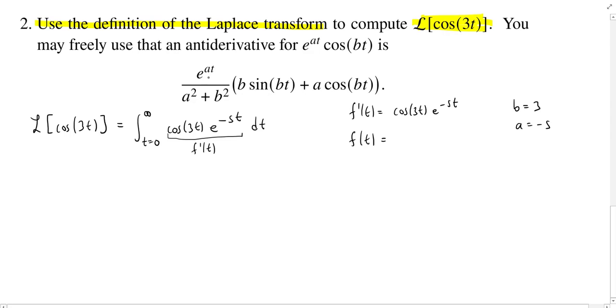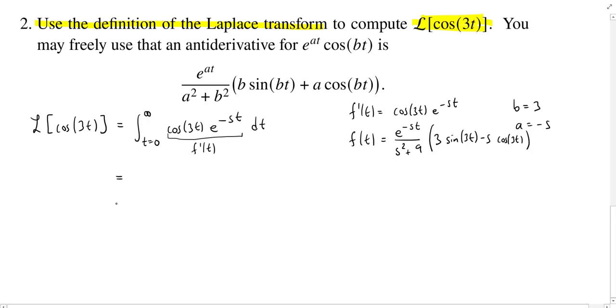So my antiderivative should be e to the at, but a is negative s, so e to the negative st over a squared plus b squared, but a is negative s, so s squared plus b squared. Oh, but b is 3, so this is 9. And then I'm going to have 3 times the sine of 3t plus, oh wait, a is minus, so minus s cosine of 3t. All right, that's pretty nice.